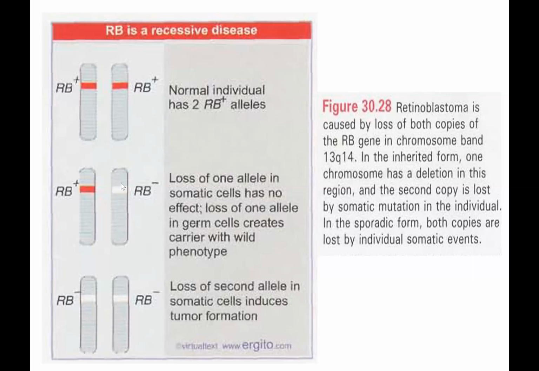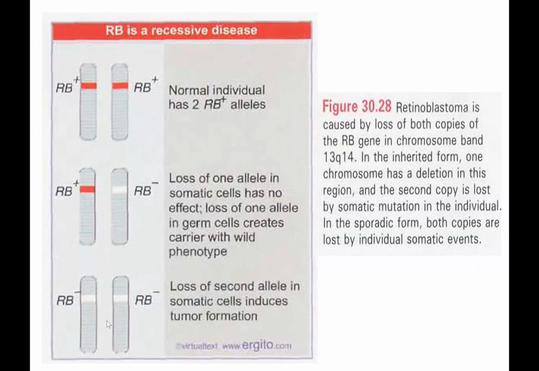Now, if by any chance one of the alleles is lost, or there is a mutation here, it comes into the heterozygous state. That is, one allele is lost, but still one allele is there. And the presence of this one allele itself is good enough to make the cells behave in a normal way. Okay, but then the problem comes when both the alleles are lost.